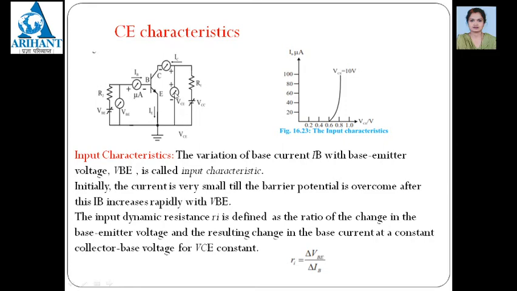This is used for checking the IC current. Then VCE is used to check the voltage. VCC is the applied voltage. VBE, you can check the voltage here, whichever you have applied.